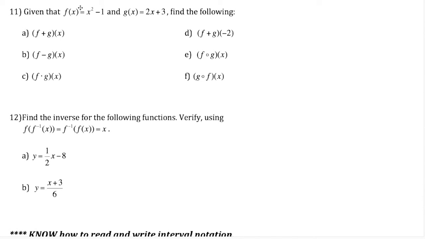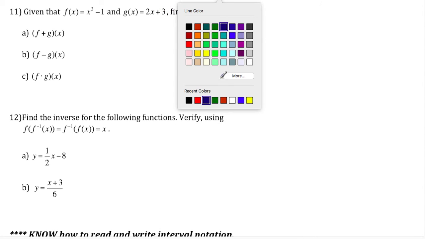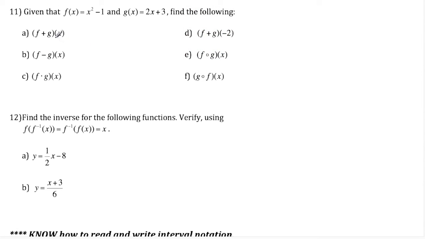We want to combine and look at these functions. So let's look at all these different combinations. Here, f plus g of x, that means we're just adding these two functions. So we have x squared minus 1 plus 2x plus 3, combine the like terms. We get x squared plus 2x, minus 1 plus 3 is plus 2.